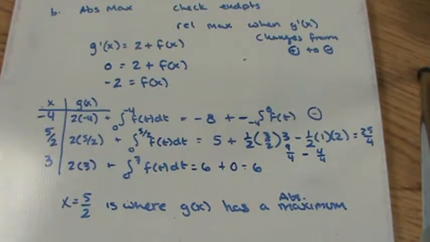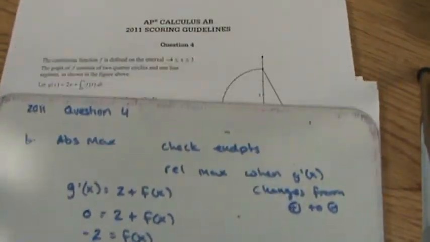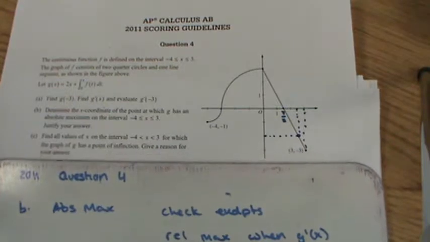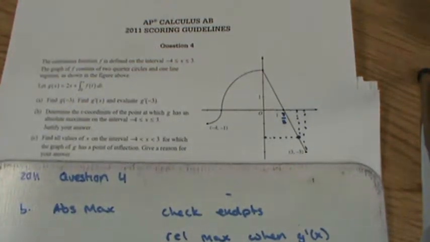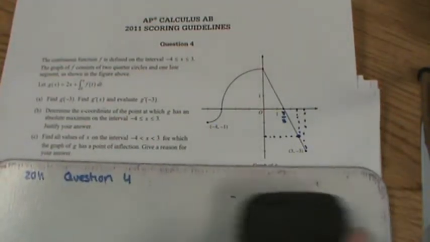All right, and our table should be enough to give us our justification points on this one. All right, so let's look at our next one. Find all the values of x on the interval of -4 to 3 at which the graph of g has a point of inflection. Give your reason for your answer.